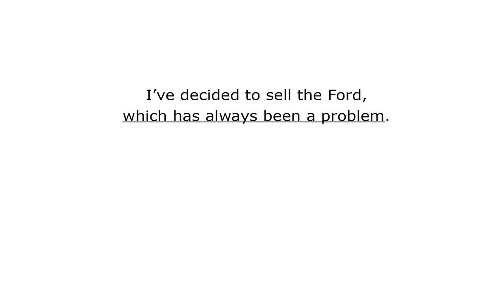Here's another example. I've decided to sell the Ford, which has always been a problem. The underlined non-restrictive clause tells the reader that I have a Ford and it has always been a problem. If I omit the comma, the non-restrictive clause becomes a restrictive clause, and the reader may understand that I have more than one Ford and that I'm going to sell the one that has always been a problem. The tiny little comma makes an important difference.